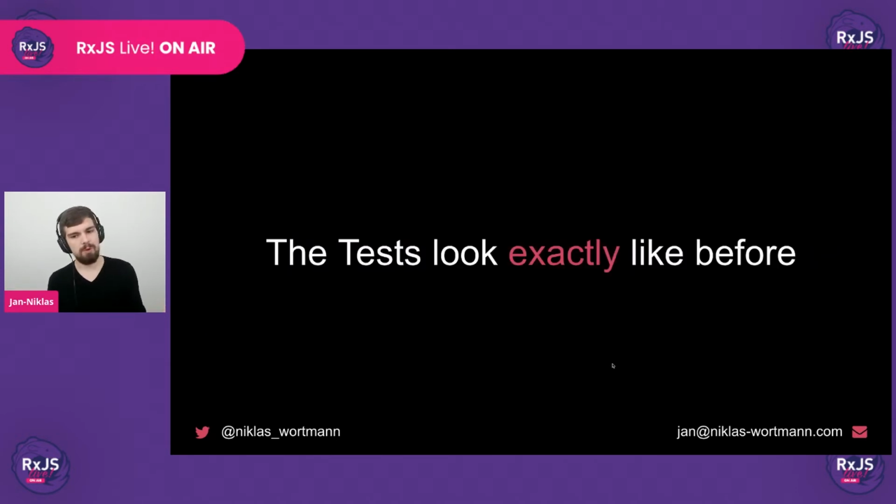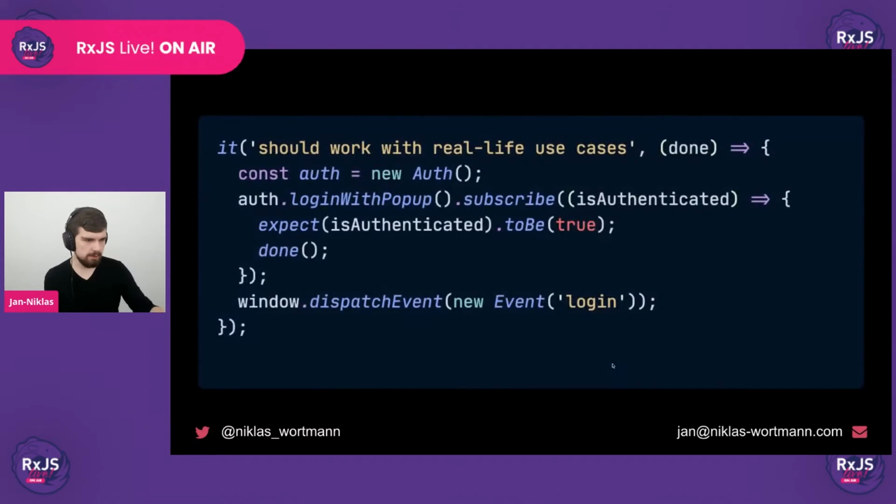So what I want to tell you is, even though this example was a lot more complicated already, the test for that looks exactly like the stuff I showed you before. So what do we have here? We create an instance of our authentication class. We're subscribing to the loginWithPopup method and doing our expectation with the done callback.